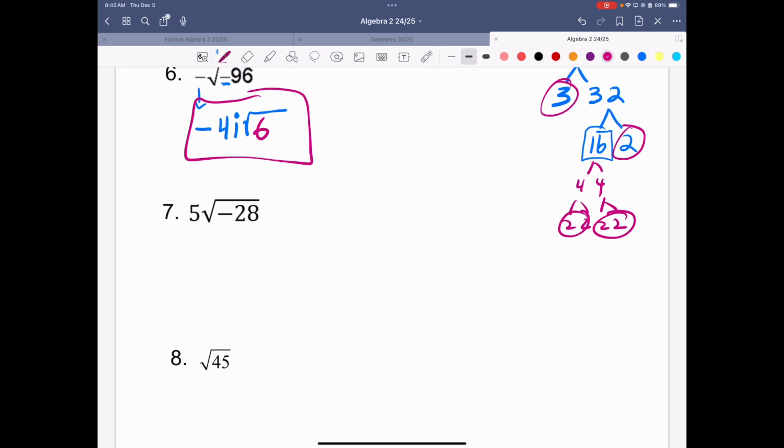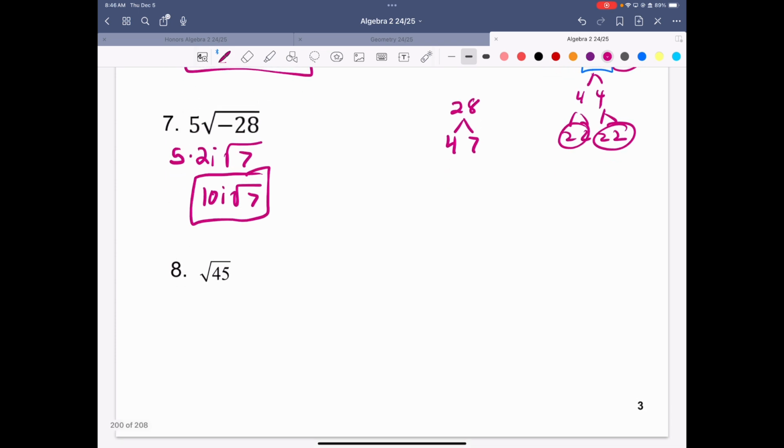So I've got the 5. So we've got 28. 28 is 4 and 7. I like the 4 because we know the square root of 4 is 2. So that's going to be 2i radical 7. 5 times 2, so 10i radical 7. Okay.